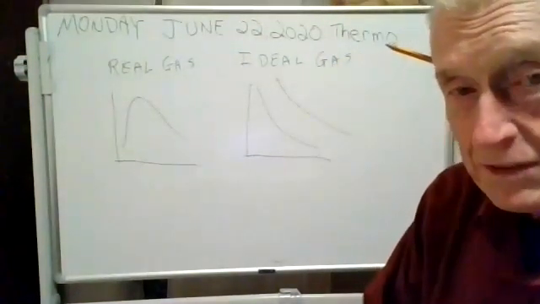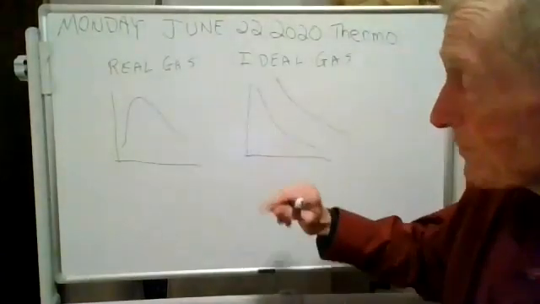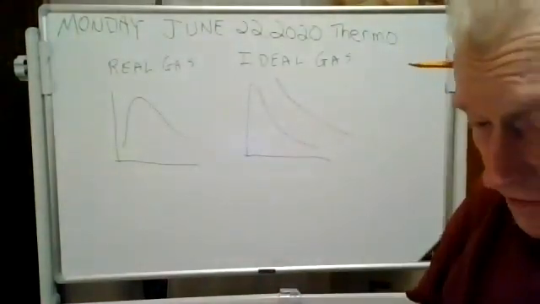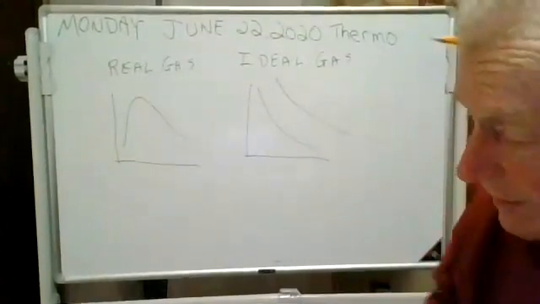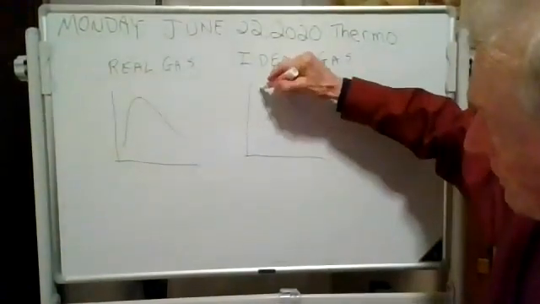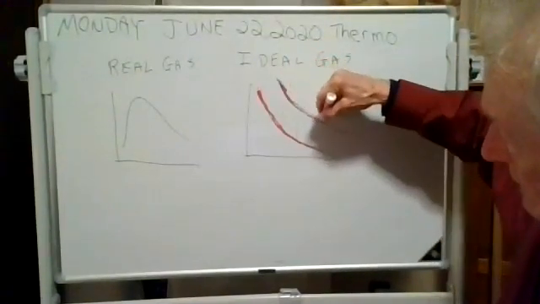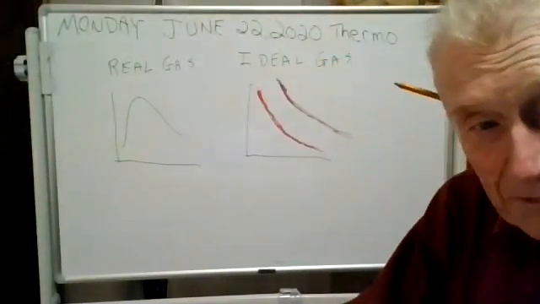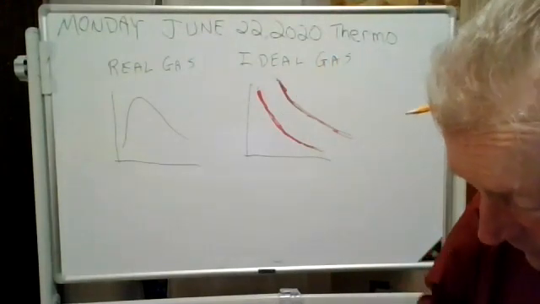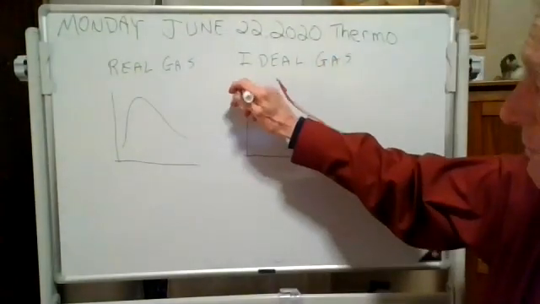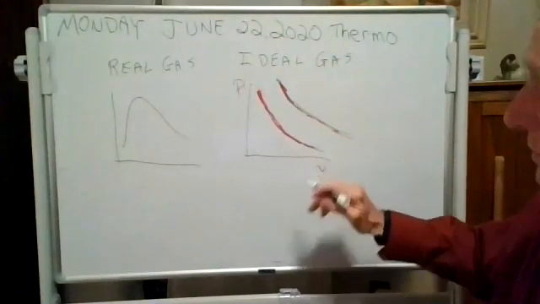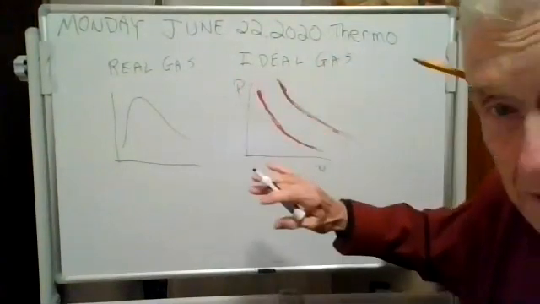If you have an ideal gas, you don't draw a vapor dome, but you draw the isotherms. They really should be in red. Here, let's see if we can make these red. There we go. I made them red. See, that's a PV diagram with an ideal gas.